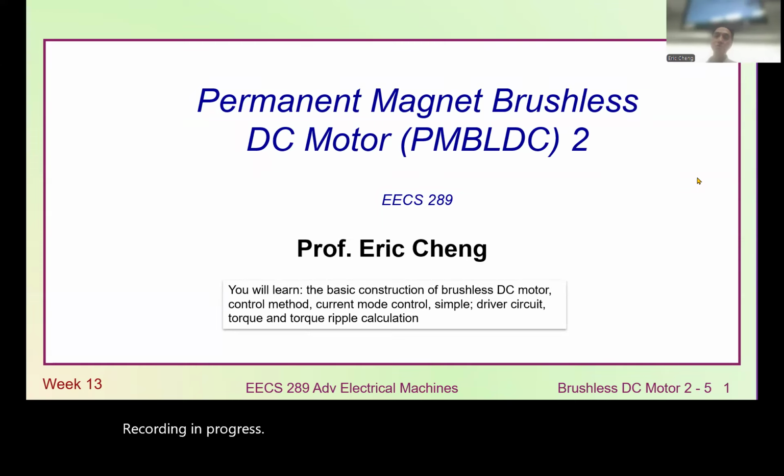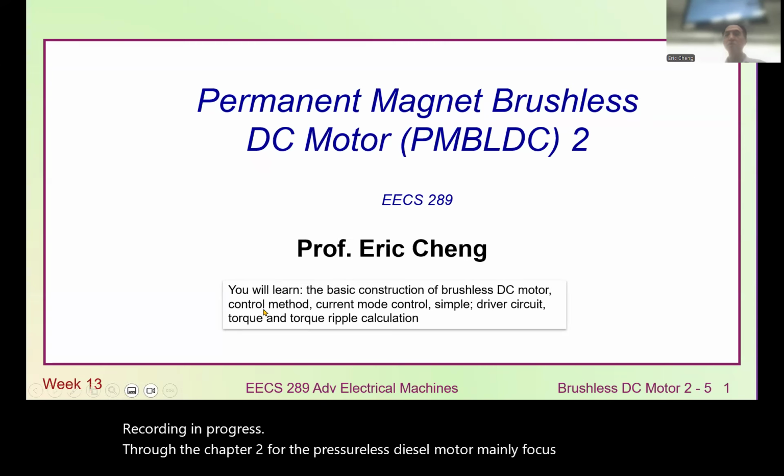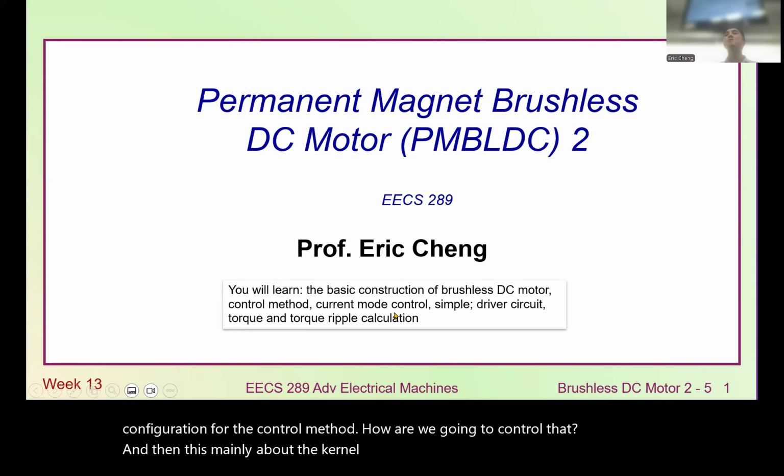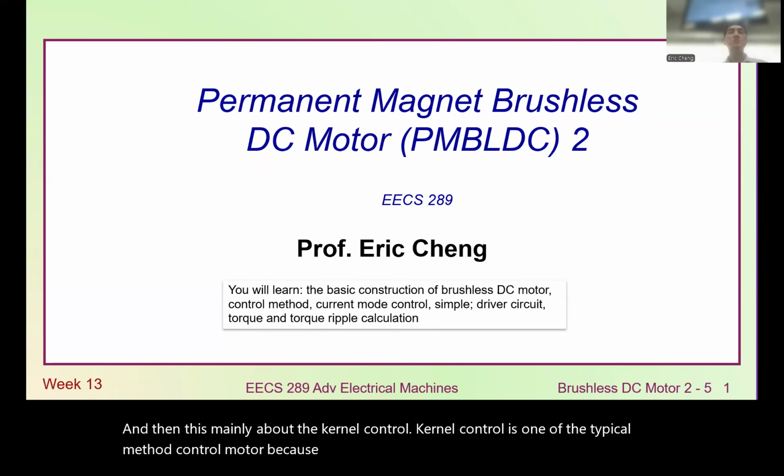So chapter 2 for the brushless DC motor mainly focuses on the configuration for the control method, how we're going to control that. This is mainly about current mode control. Current mode control is one of the typical methods to control the motor because current and torque are proportional to each other in most cases for all motors. So that means for all motors we tend to use current mode control, which is torque control.